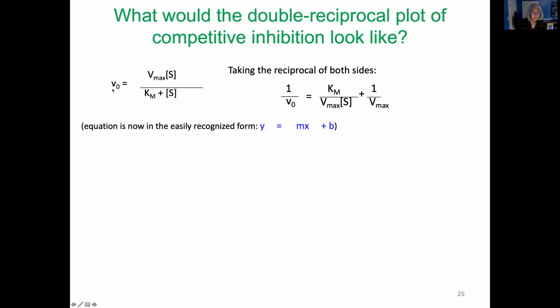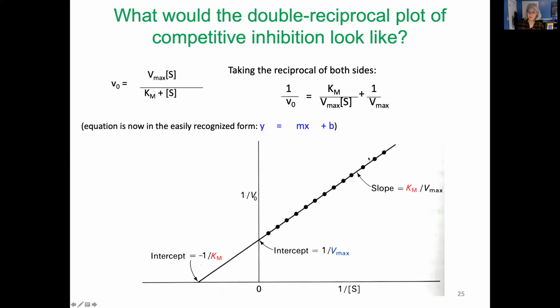So here's our Michaelis-Menten equation. Now, double reciprocal means we're just taking the reciprocal of both sides of this equation. So we have 1 over the velocity, or the rate of the reaction, equals Km over Vmax times S, plus 1 over Vmax, right? And the nice thing about this is it's in the format of y equals mx plus b, which is the equation for a line.